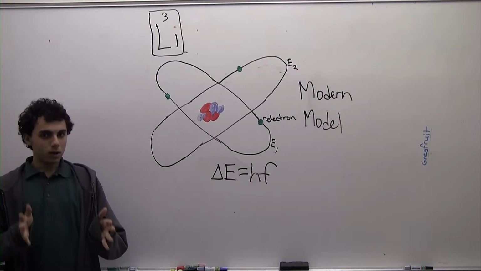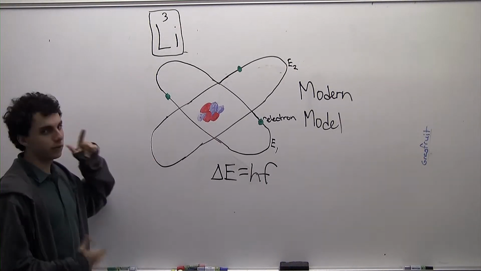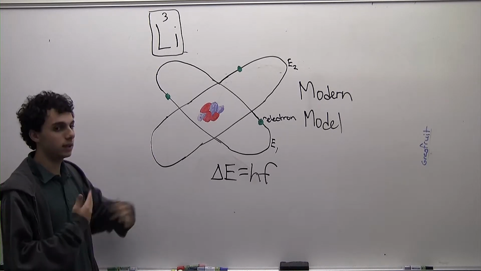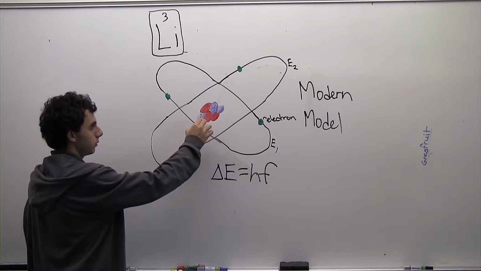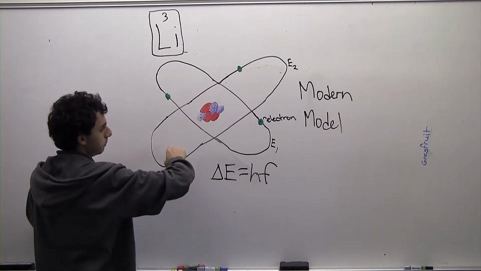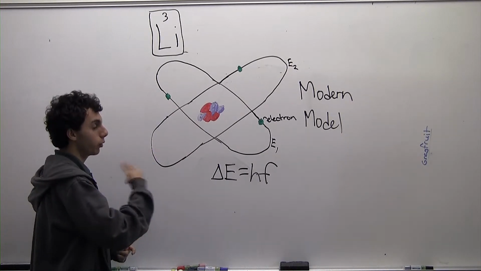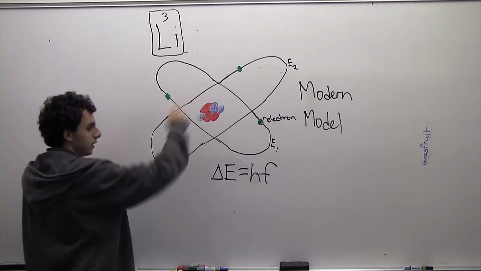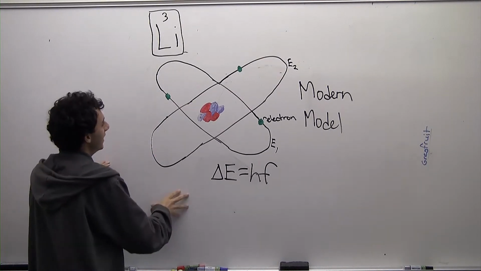Okay, so now the model that we have today and we accept is the modern model. It's also sometimes called the planetary model because it's kind of like a solar system where you have the nucleus with protons and neutrons in the middle, and then you have these rings going around it. And the rings aren't equal like Bohr's model. It's more of a mess, basically.